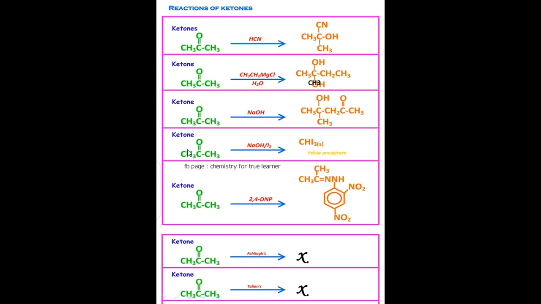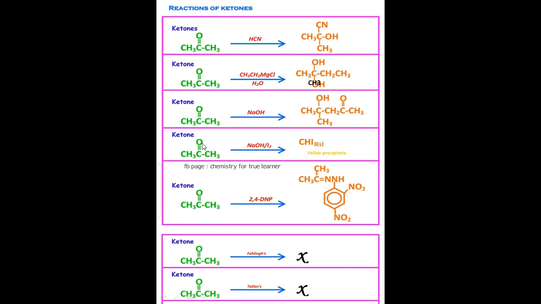Ketones, when added to an alkaline solution of iodine, give a product called iodoform if the ketone has a free methyl group. So this test is called an iodoform test, and it is used to characterize or identify a free methyl group in an organic compound.